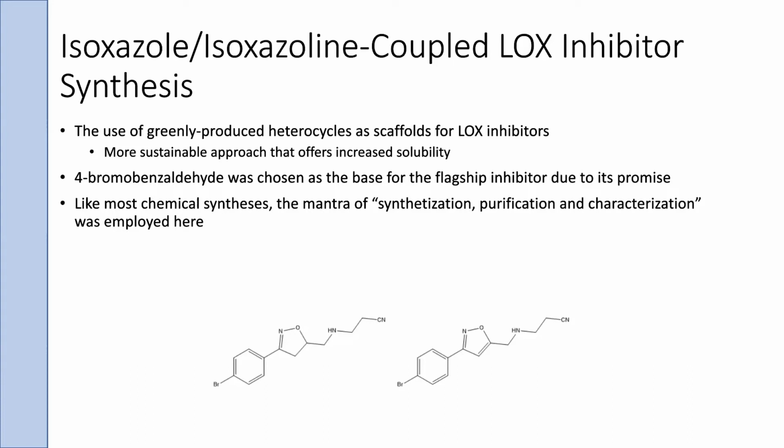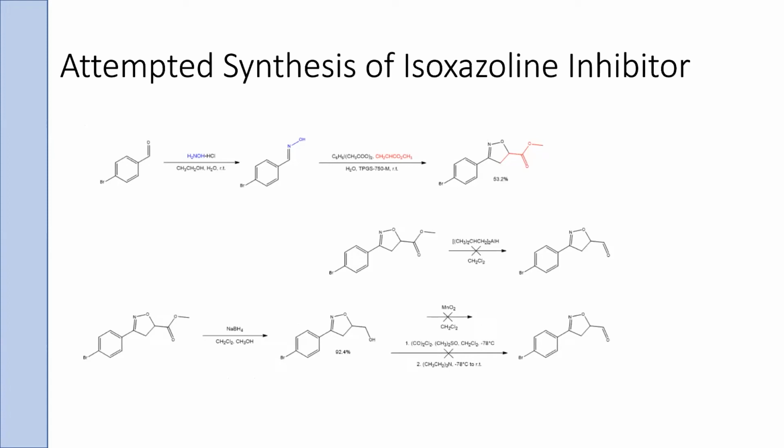It is important to note that as in most chemical syntheses, each molecule in the scheme that is noted with a percent yield represents a full synthesization, purification using column chromatography, and characterization by nuclear magnetic resonance, or NMR. To begin the synthesis, 4-bromobenzaldehyde was condensed with hydroxylamine hydrochloride to afford the oxime. This oxime then underwent 1,4-dipolar cycloaddition with methyl acrylate and TPGS solution to yield the isoxazoline. After column chromatography, a yield of 53.2% was obtained and the molecule was fully characterized using NMR.